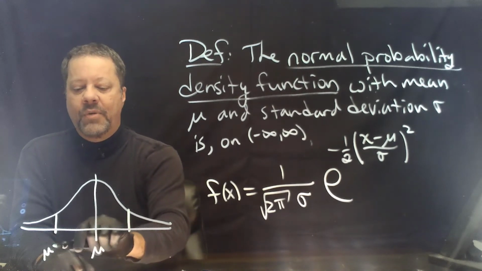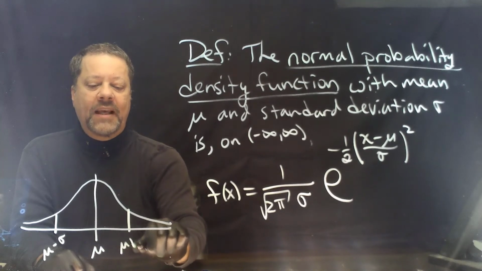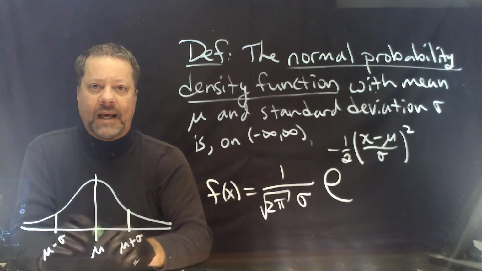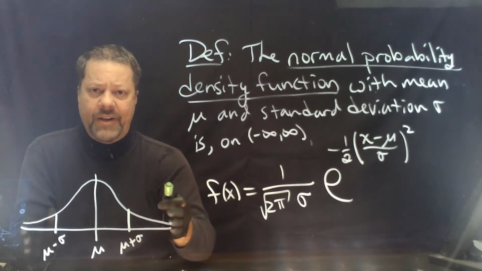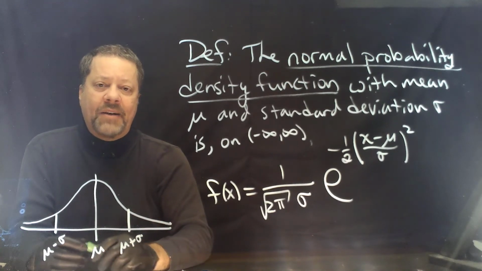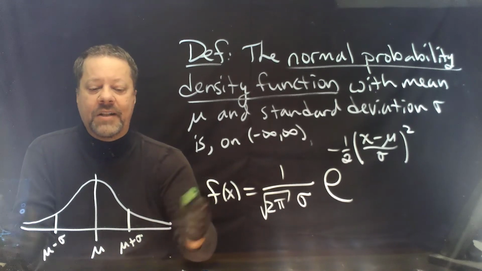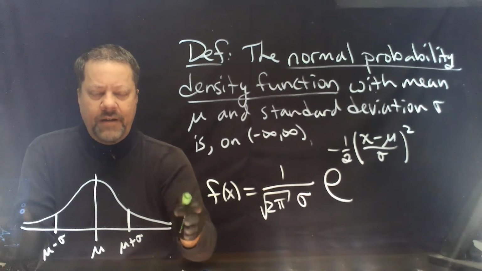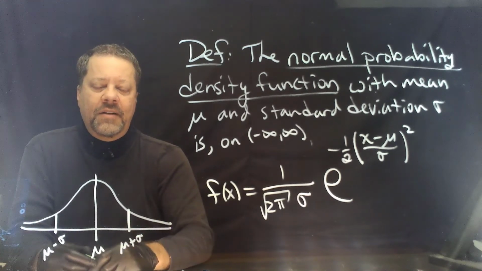Between mu minus sigma and mu plus sigma, 68% of the curve will lie. Within 2 standard deviations from the mean, you'll get about 95% of the curve, and within 3 standard deviations, you have about 99.7% of the area of the curve under that interval.